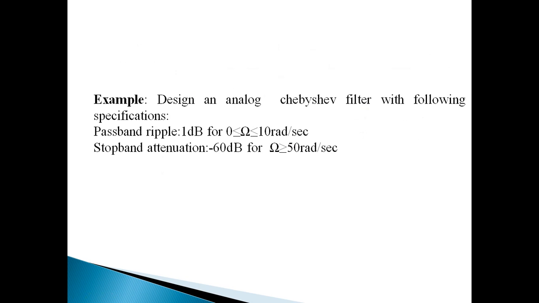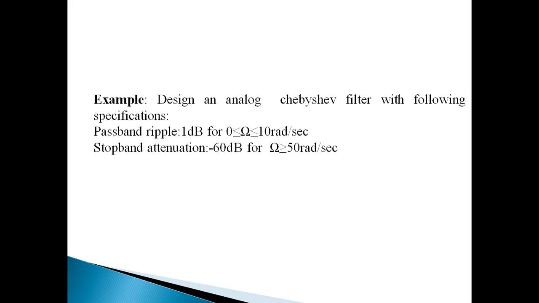Next, this is an example for a Chebyshev filter. They have given: design an analog Chebyshev filter with the following specification. They have given a passband ripple of 1 dB for 0 less than or equal to omega less than or equal to 10 radians per second.